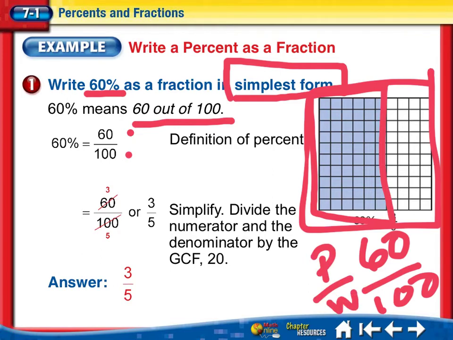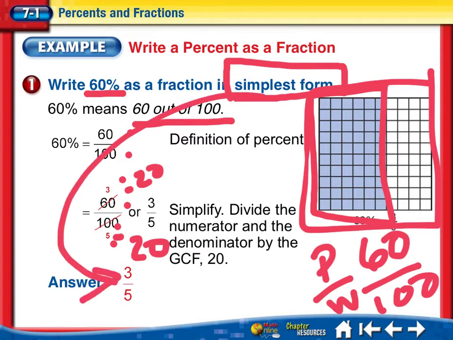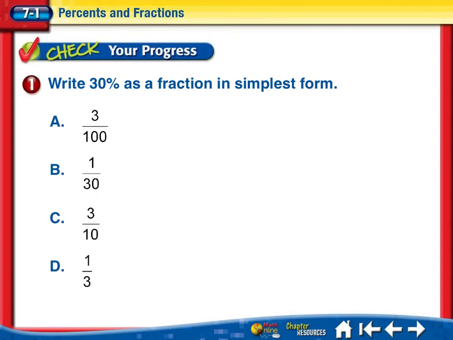Okay? Now remember, we always want to simplify. We can simplify this by dividing the top by 20 and dividing the bottom by 20. When we do that, we get 3/5, and our answer is 3/5. Remember, it always has to be in simplest form, and that's what 3/5 is. Okay, here's one for you to do on your own. Go ahead and try this. Show your work in your homework spiral, and make sure that you have it in simplest form.